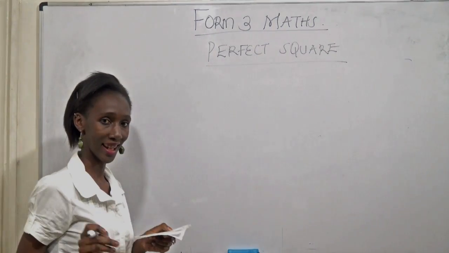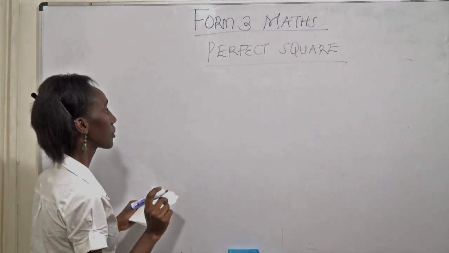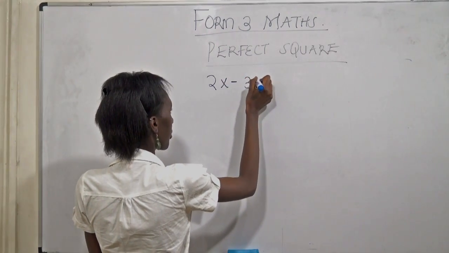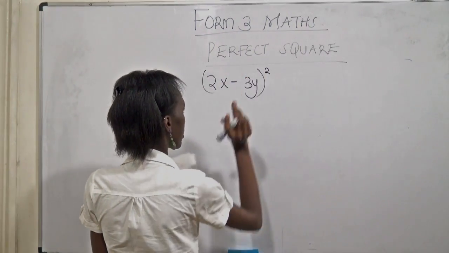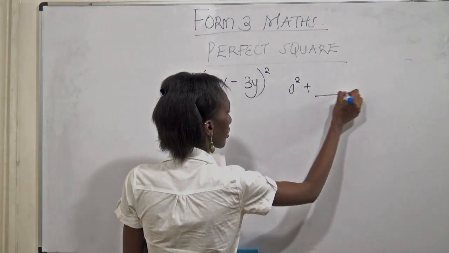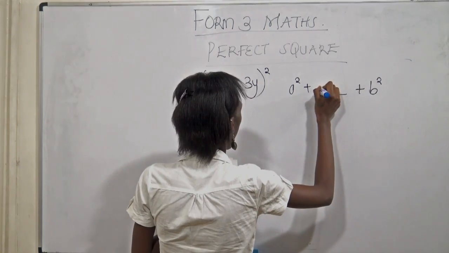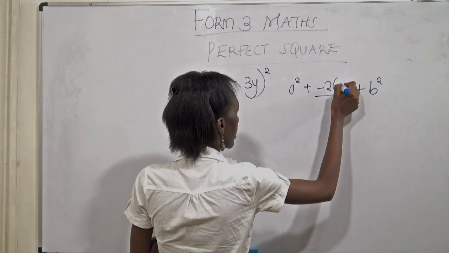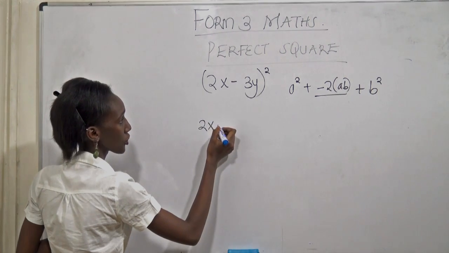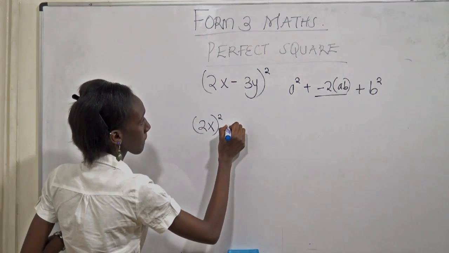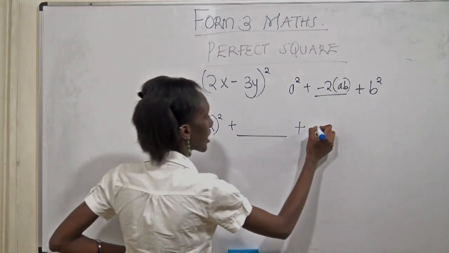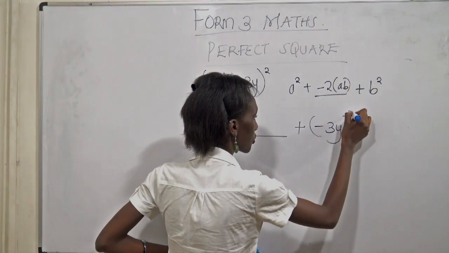So let us try another example of something which has a negative sign. For example, we have 2x minus 3y. You square it, remember our rule. So this time we're using the negative one. So we have a squared plus b squared minus 2ab. So what is our a? This is our a. So we're going to square our a, then plus, our b is negative 3y, we square it.